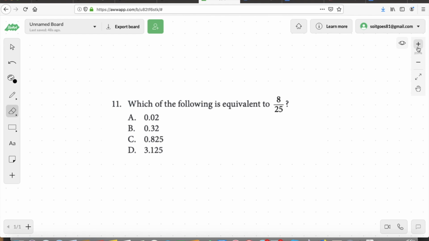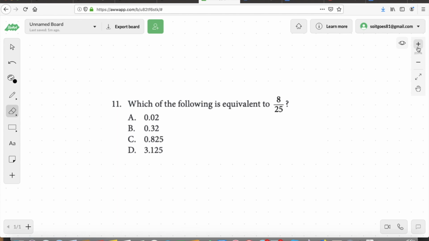Just feel this one out. It goes into 25 3 times, right? It goes into 24 3 times perfectly. Like 8/24 should be a third. So this is just going to be a little bit smaller than a third. Does that make sense? Yes or no? Yes. Okay.